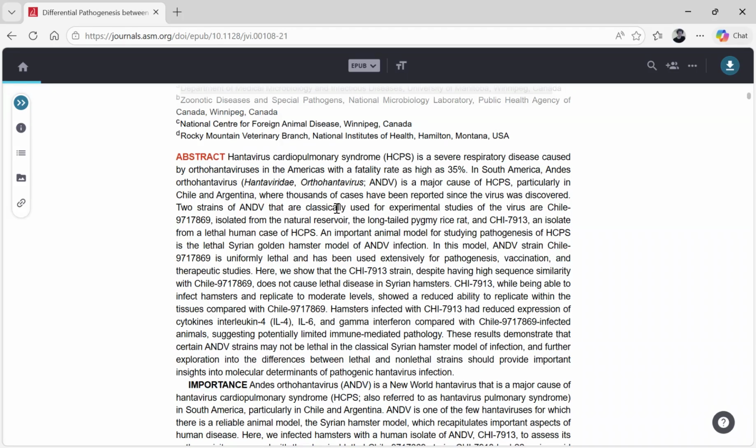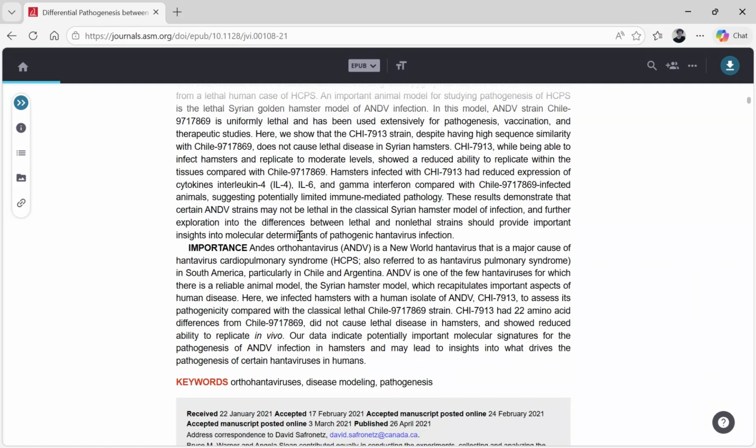But also, just because it didn't produce death in the Syrian hamster model doesn't mean it won't produce death in the human model, in humans. Why? Because this CHI-7913 is an isolate from a lethal human case of hantavirus cardiopulmonary syndrome. Okay, so keep that in mind.